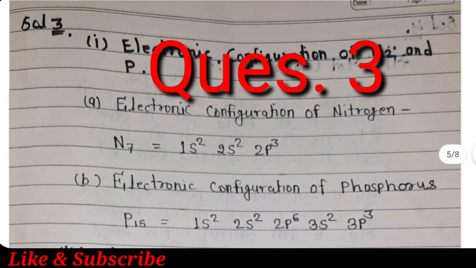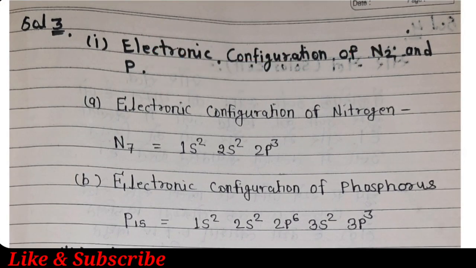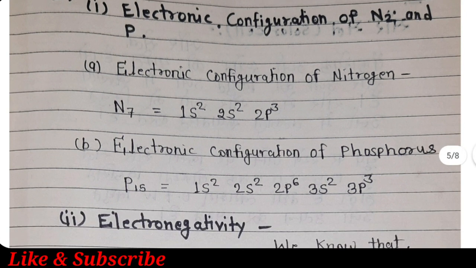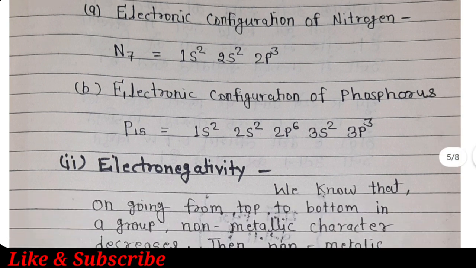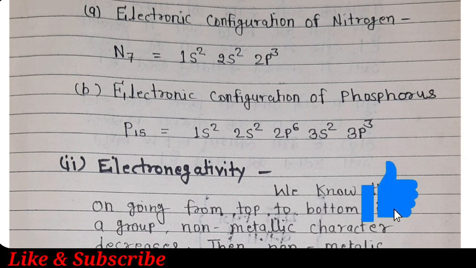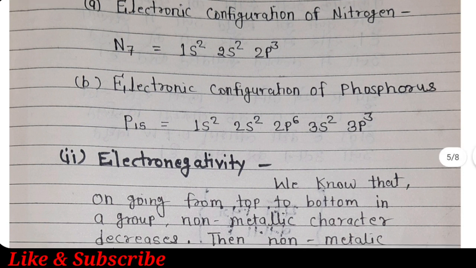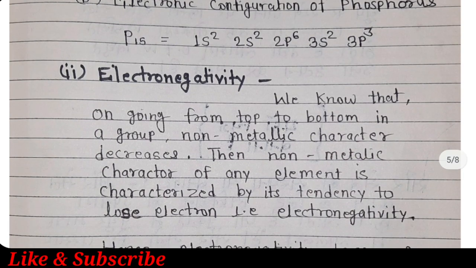In question number 3, we have to find out the electronic configuration of nitrogen and phosphorus. So the electronic configuration of nitrogen will be 1s², 2s², 2p³, and the electronic configuration of phosphorus will be 1s², 2s², 2p⁶, 3s², 3p³. And the second part of this question is, we have to find out which of the elements, whether nitrogen or phosphorus, has more electronegativity.